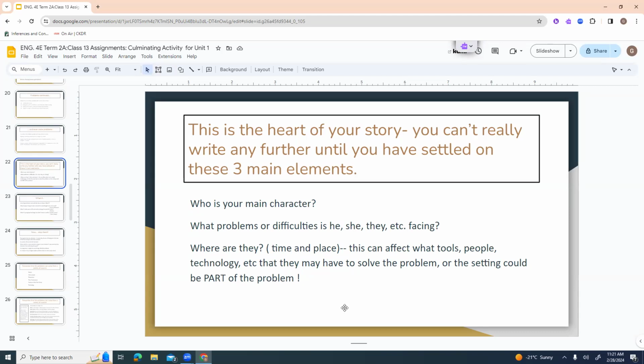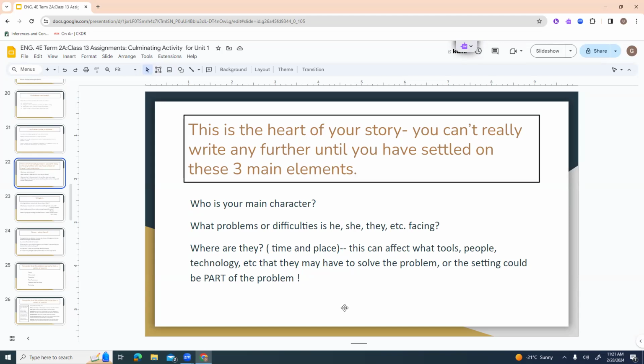Like if you had a sick child that needed to get to the hospital and you were here yesterday in the blizzard, the fact that you're living in the north is part of the problem. Whereas, what if you were having a problem and you were on a boat out at sea? Well, then the setting of the sea becomes part of the problem. Or the time frame could be a problem.